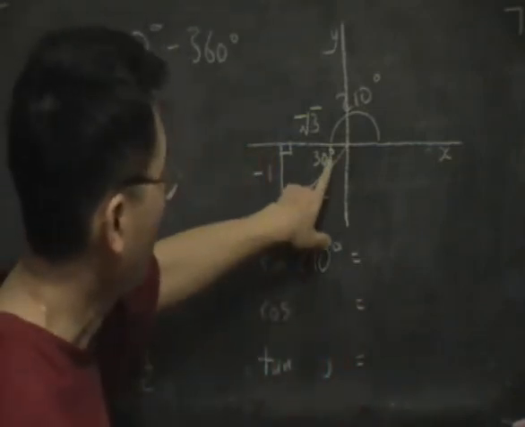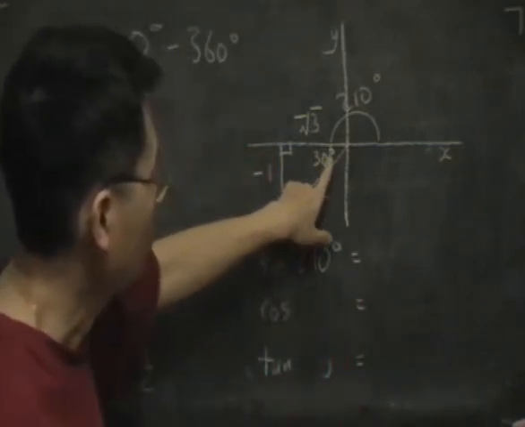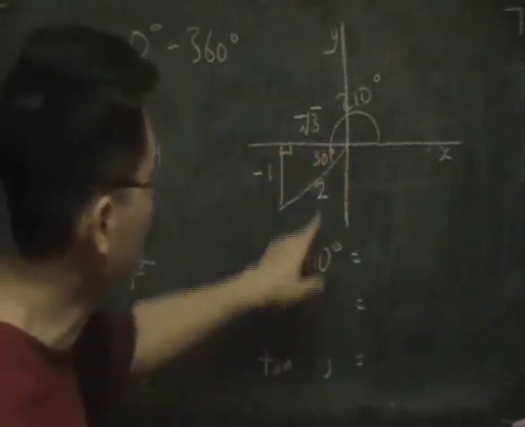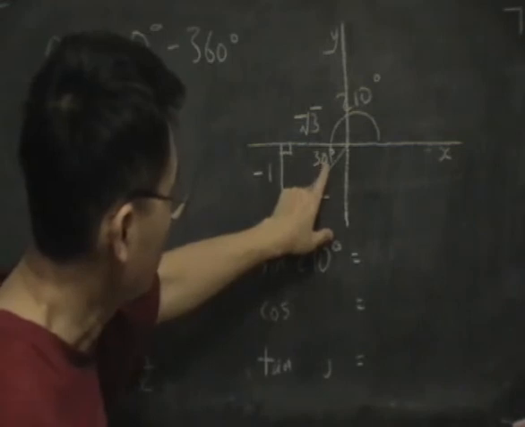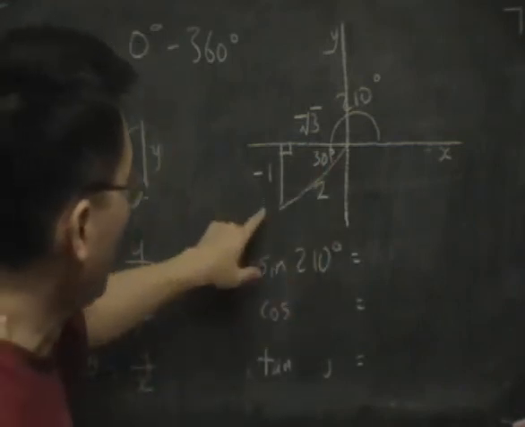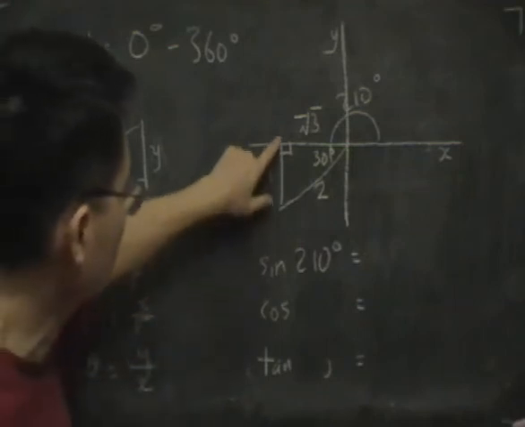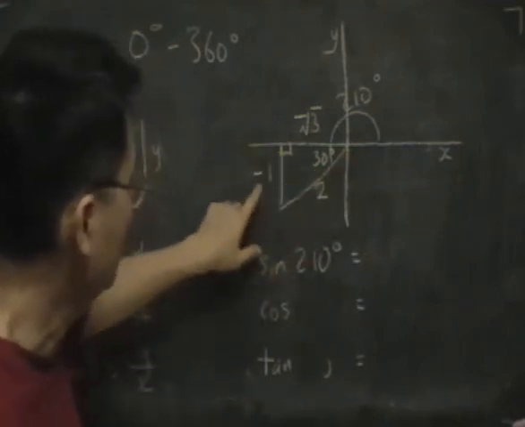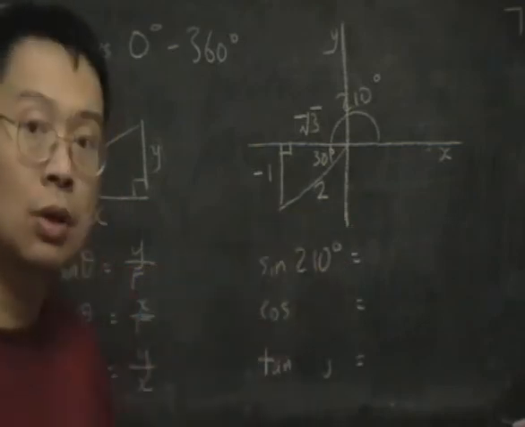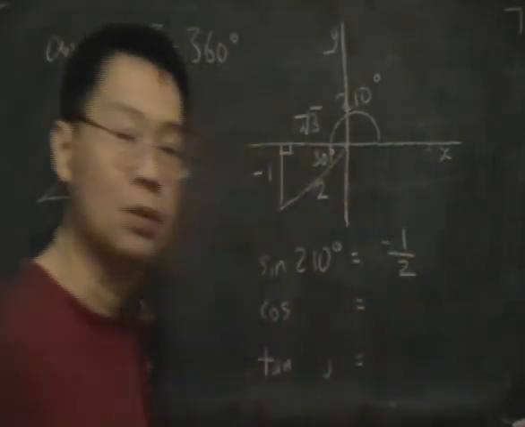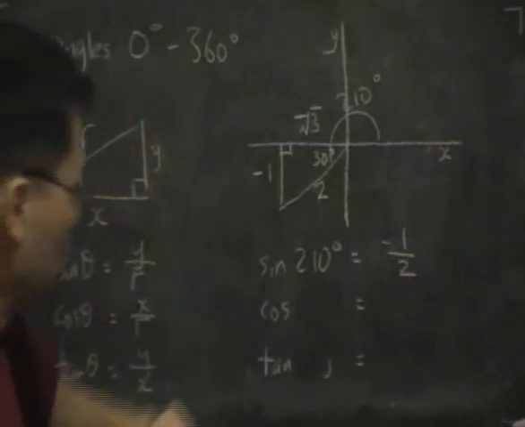And we understand that we are supposed to make use of that right angle triangle, which has the acute angle of 30 degrees. Since sine theta is y over r, the opposite over the hypotenuse, that would be minus 1 over 2. Minus half is the answer. Cosine.